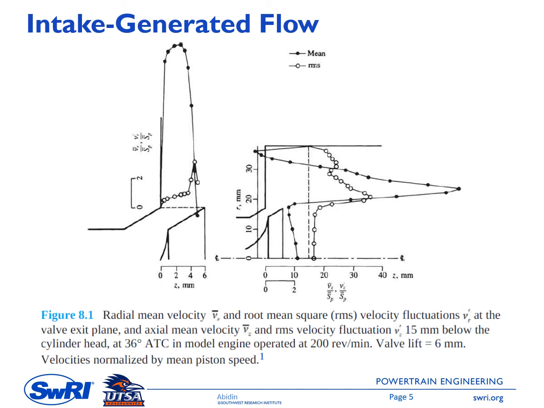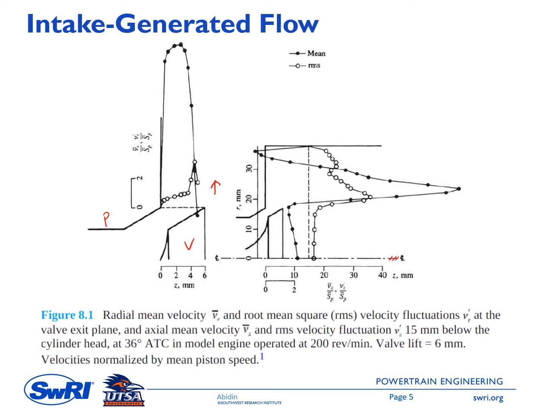This figure is showing an example of a radial mean velocity V_R and root mean square velocity fluctuation V prime R. This is the figure on the left side at the valve exit plane. This is the valve and this is the port. And this is the radial, meaning the direction is vertical. And then on the right side is showing the axial mean velocity. Axial mean velocity means the direction is in line with the cylinder axis, and this is the cylinder axis.